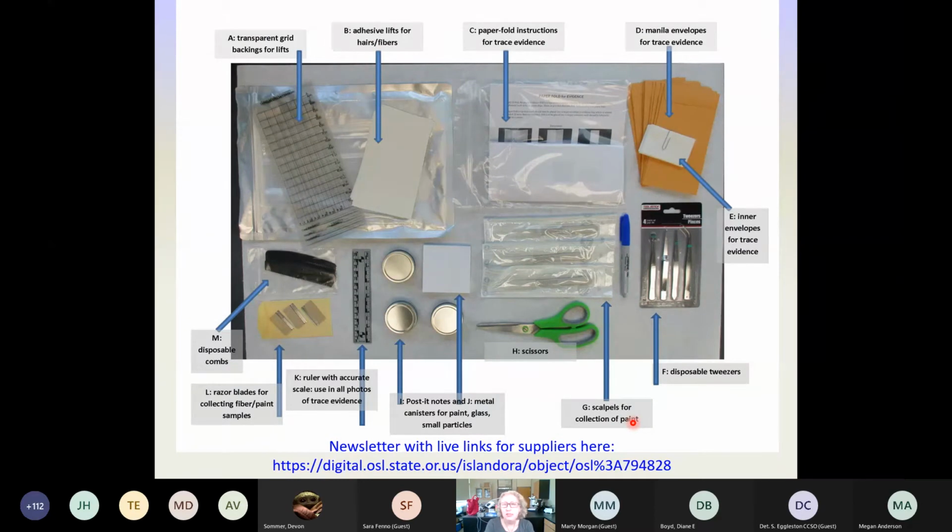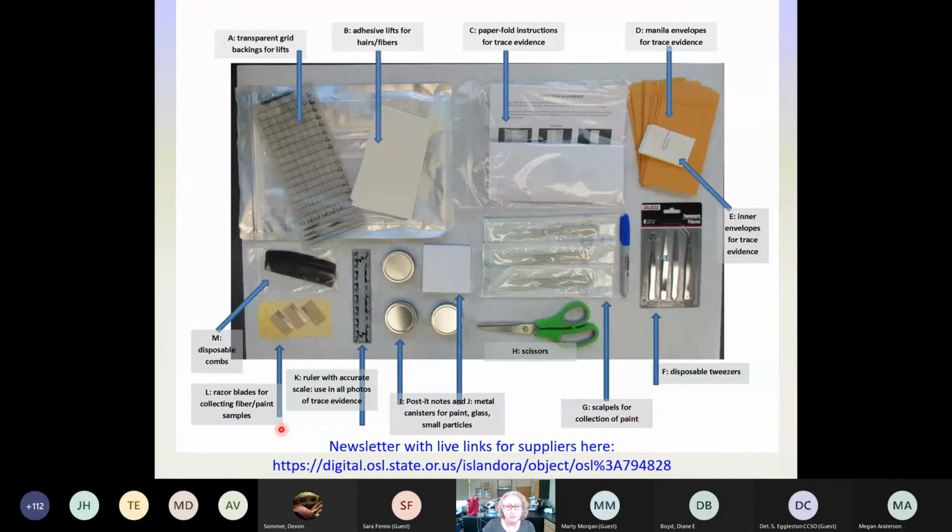We send our own crime scene teams out with a trace collection kit that has all these various tools and packaging options. And if you want to think about supplying your own folks with something like that, it can just be in a sealed bag and live in the vehicle to be available if needed, because you just never know when you might have trace evidence to collect.